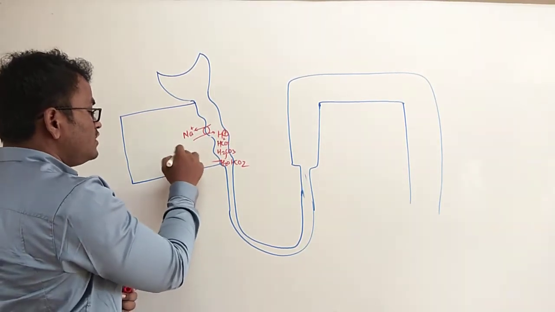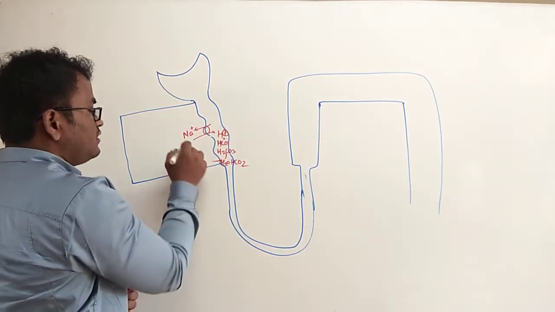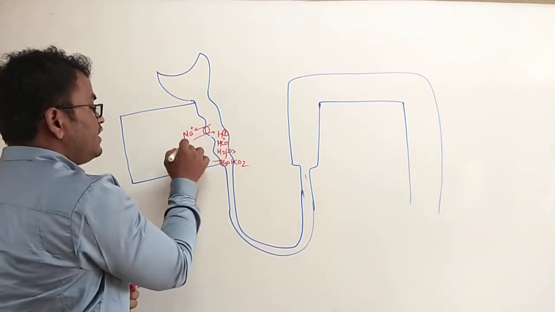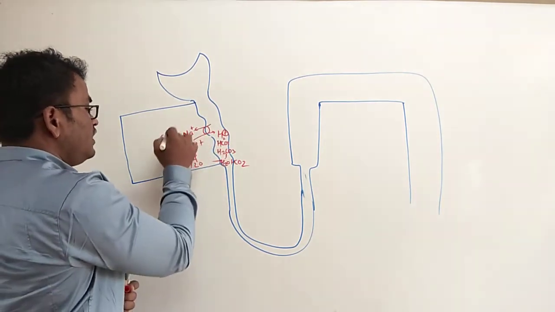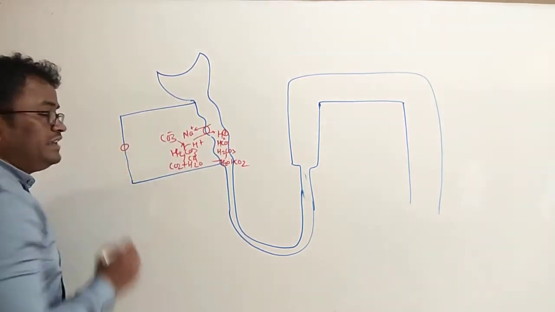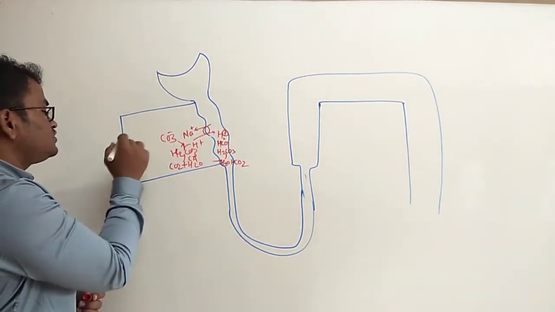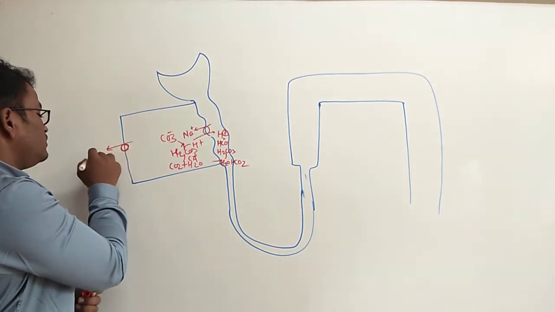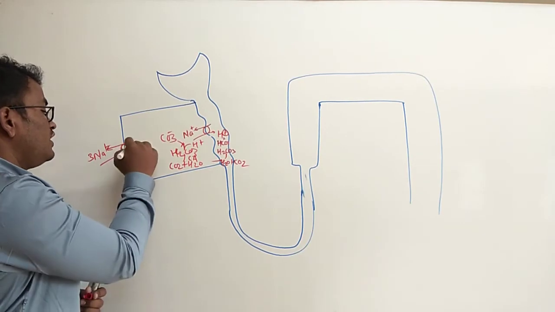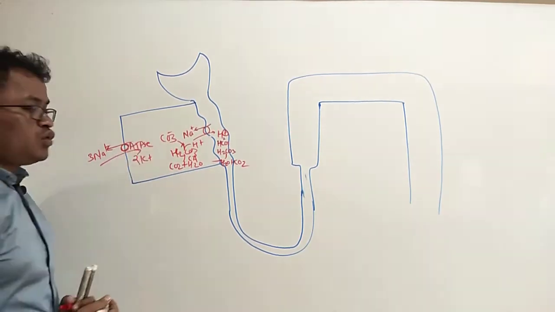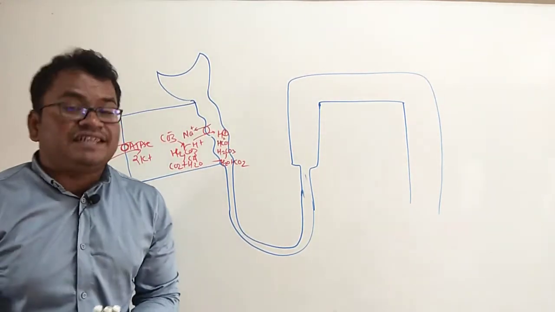Inside the cell, carbonic anhydrase is present, and here is the splitting of H2CO3 into H plus and HCO3 minus. And special types of pumps are present on the basolateral side. It is called the 3 sodium 2 potassium ATPase. These points were covered in the last lectures.